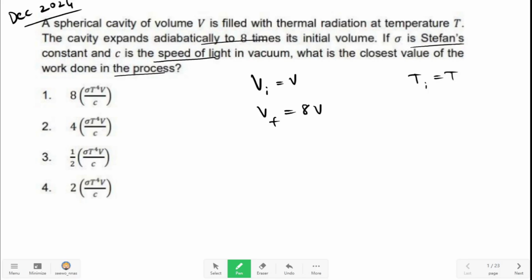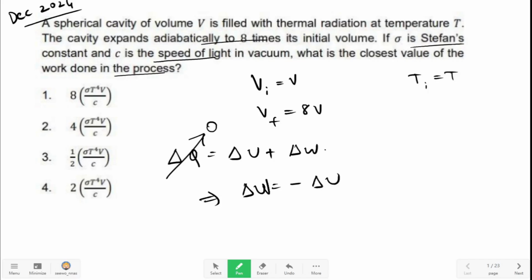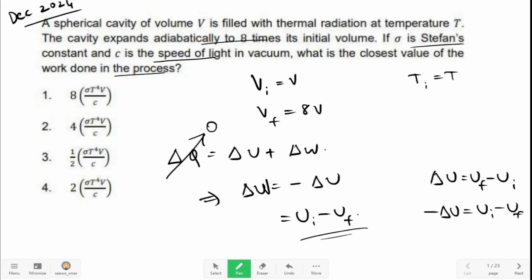So we have to find the work done in the process. We know from the first law of thermodynamics, delta Q is equal to delta U plus delta W. Now for an adiabatic process, delta Q is 0. This implies delta W is equal to minus delta U. Now delta U is nothing but Uf, final energy, minus initial energy. Therefore minus delta U will be equal to Ui minus Uf. Therefore we have to find this initial energy minus final energy.